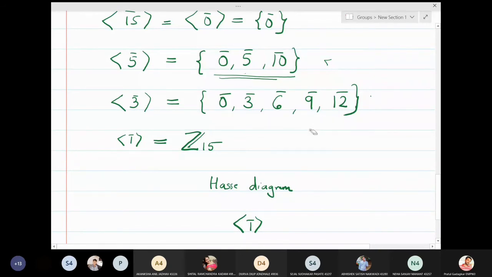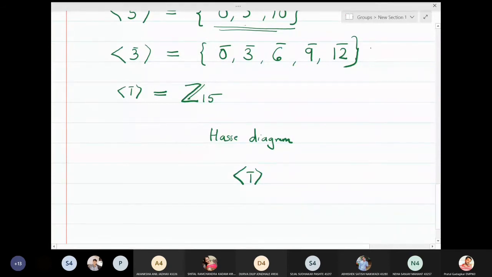The sizes may be different. One may be small, having fewer elements, one may have a larger number of elements, but that doesn't matter to me, right? I will only draw one below the other if one is contained in the other. Otherwise I will not draw them at different heights.